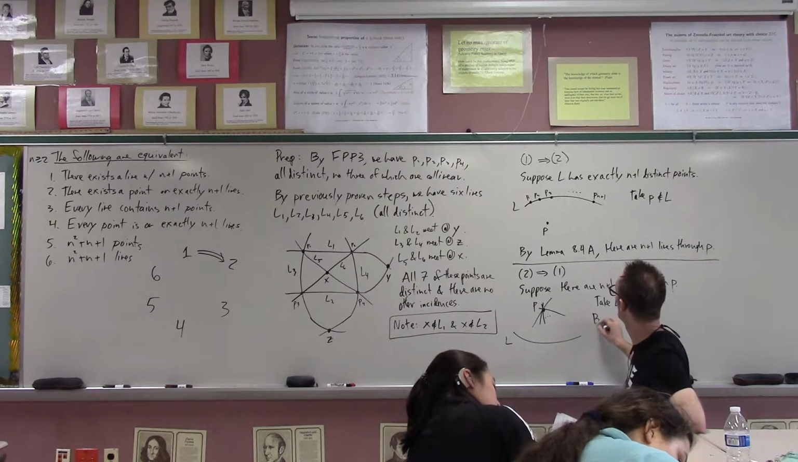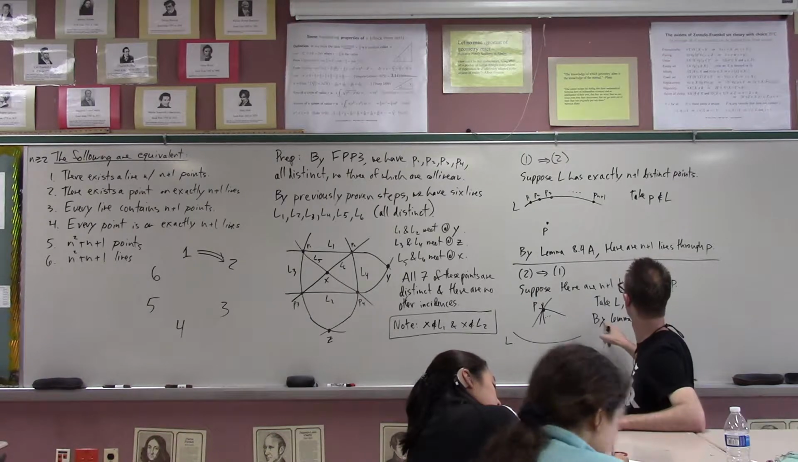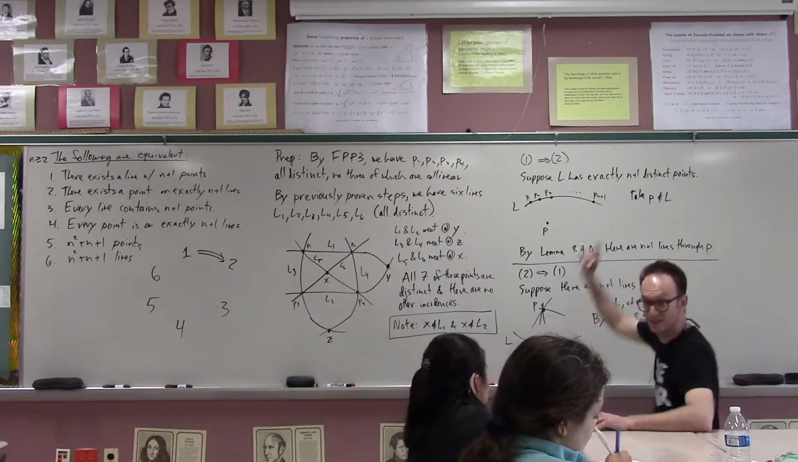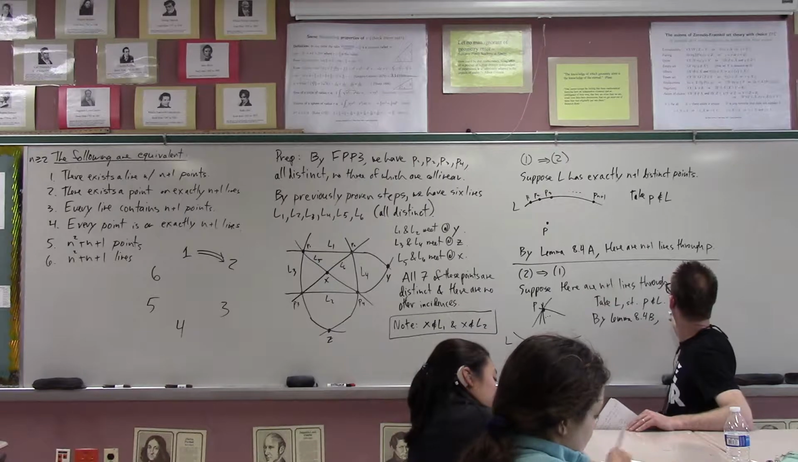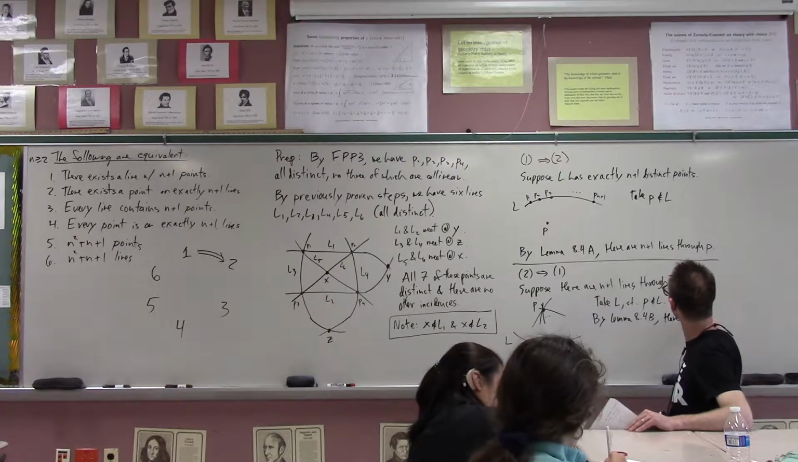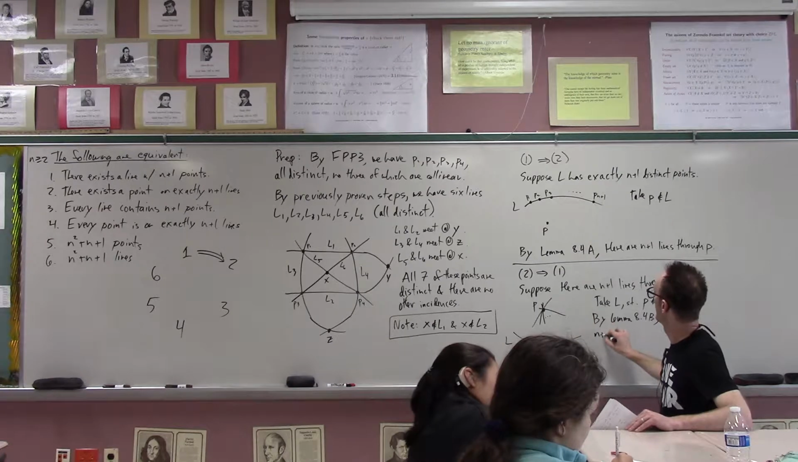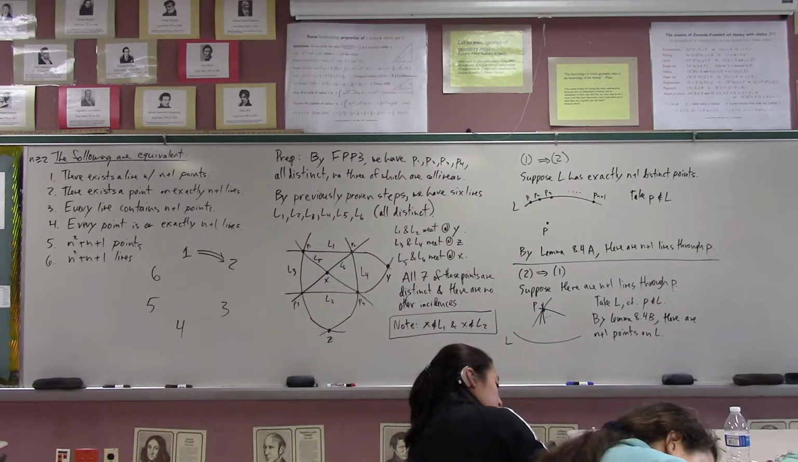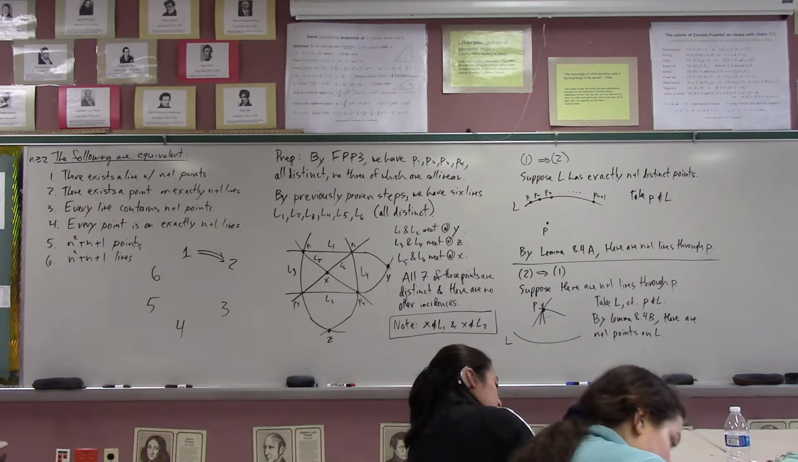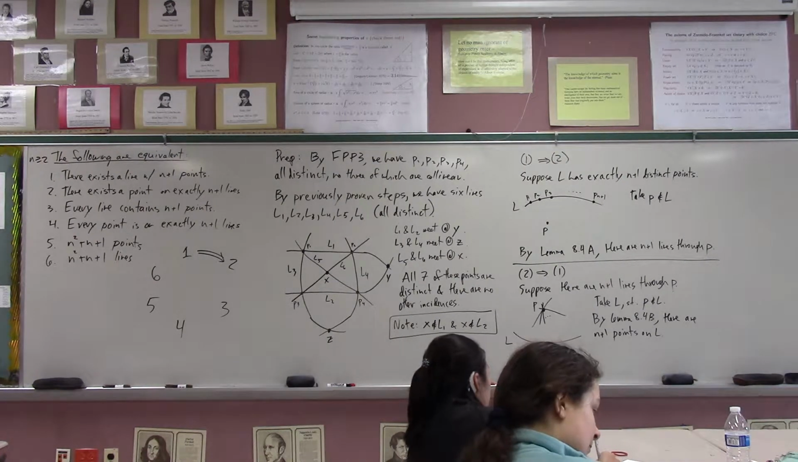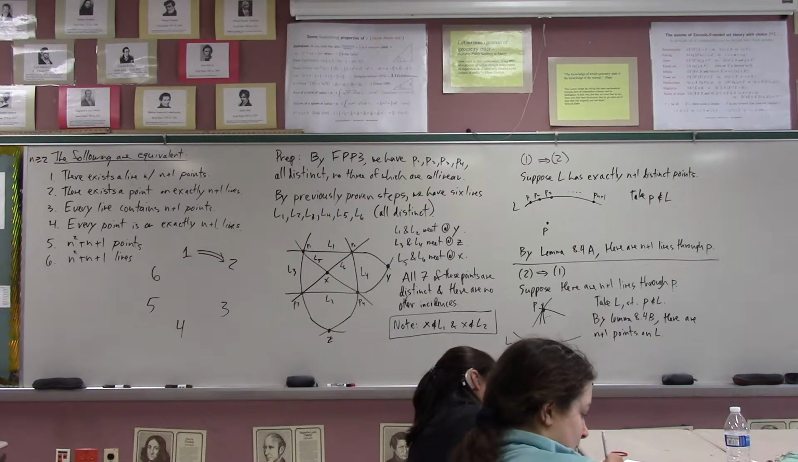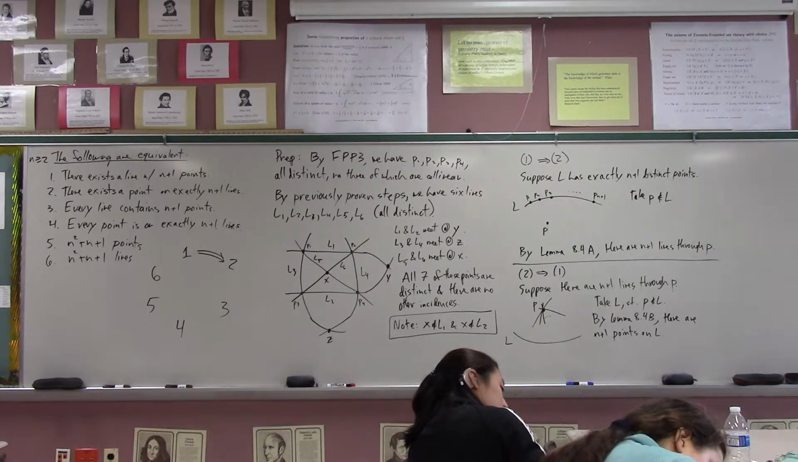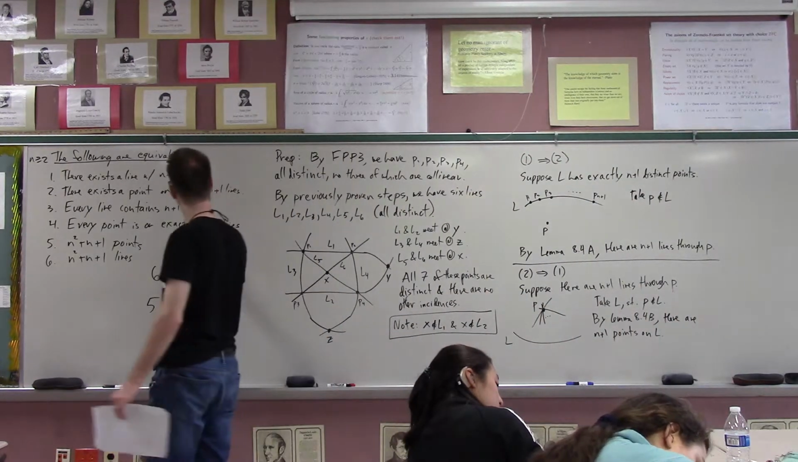And now, by lemma 8.4b, that's exactly what lemma 8.4b gets us, right? There are n plus 1 points on L. Okay, so, good. If there's a point somewhere with n plus 1 lines going through it, then there's a line somewhere with n plus 1 points on it. Alright, so we have now shown that 2 implies 1.